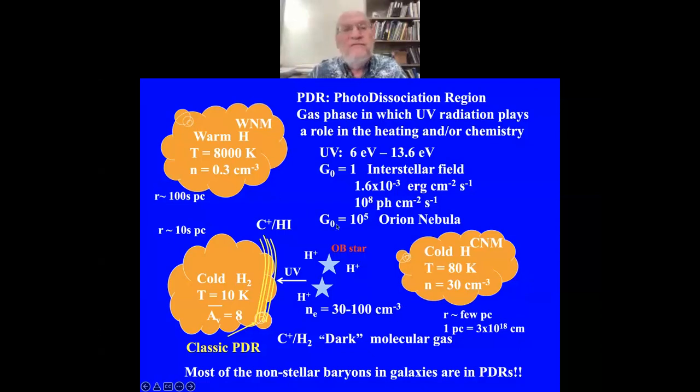We also have PDRs in the diffuse gas. This is a cold atomic gas cloud of temperature about 80 degrees. And here is a warm atomic hydrogen cloud of temperature of 8,000 degrees. So this is the CNM and this is the WNM. And these clouds are also illuminated by the ultraviolet radiation from the interstellar field. So these are also PDRs, although here the UV fields and the densities and column densities are much smaller than you'd find in these classic PDRs. If you look at the ISM as a whole, most of the non-stellar baryons in galaxies are in PDRs.